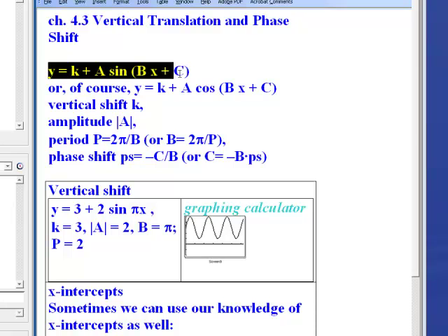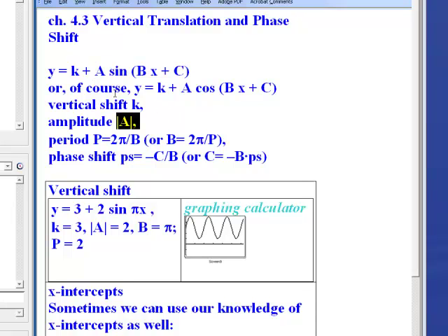So we have y equals k plus a times sine or cosine of bx plus c, with k being the vertical shift, a being the coefficient, which means amplitude. The only reason the absolute value bars are there is because it could be a minus in the front of it, and that would just mean that it's going to be reflected about the x-axis.